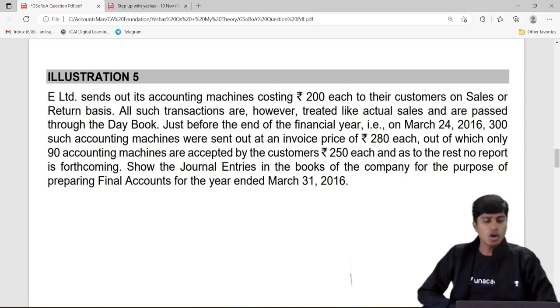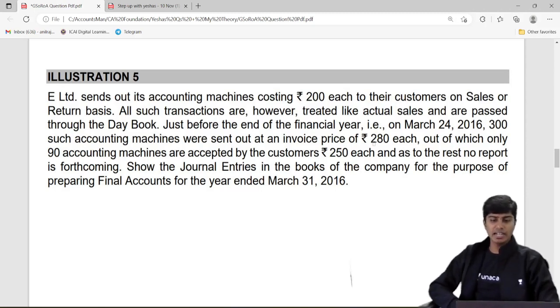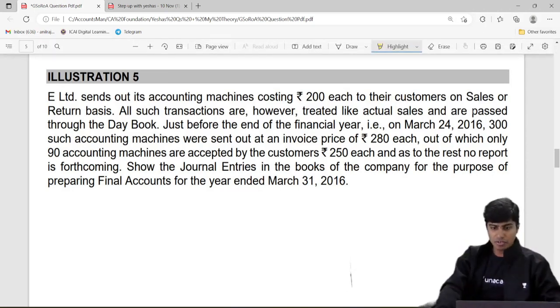Very good. All such transactions are however treated like actual sales and are passed through daybook. That's pretty much like how we did the rest of the problems. Just before the end of the financial year, on 24th of March 2016, 300 such accounting machines are sent at invoice price of 280. Note this. We will write entry for this. How many units are sent? 300. At what price? 280. When is it sent? 24th of March.